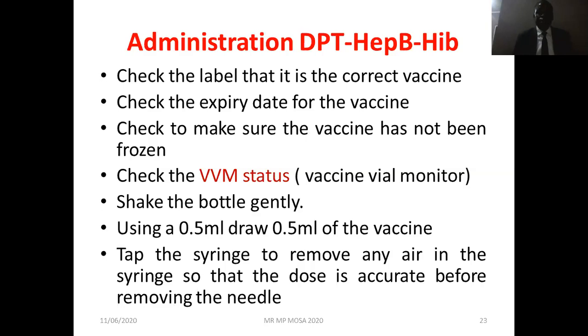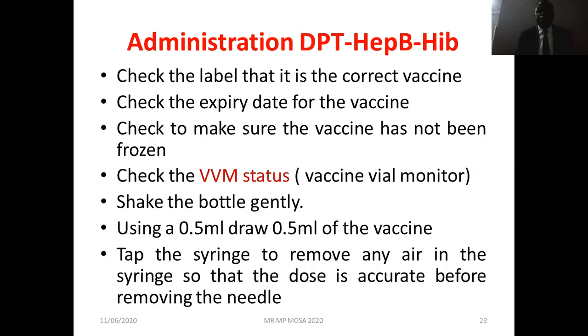Check the bottle gently. Using a 0.5 ml syringe, draw 0.5 ml of the vaccine, then tap the syringe to remove any air in the syringe so that the dose is accurate before removing the needle. So these tactics or these skills are being taught so that we become accurate in administering the vaccine.